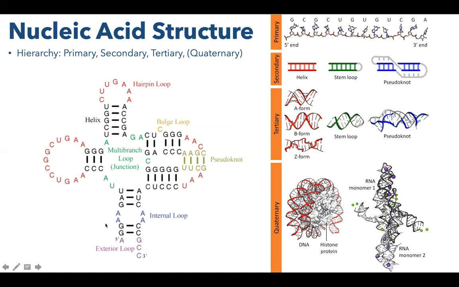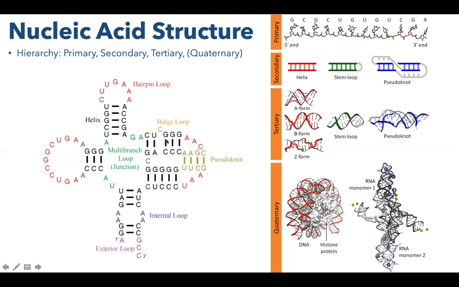We have what we call an internal loop. An internal loop is composed of nitrogenous bases that do not form hydrogen bonds with each other in a stem part. So if you notice here, we have a stem in this RNA, but we have the adenine bases coming from two different regions of the RNA molecule, not forming hydrogen bonds with each other, and therefore creating what we call an internal loop.